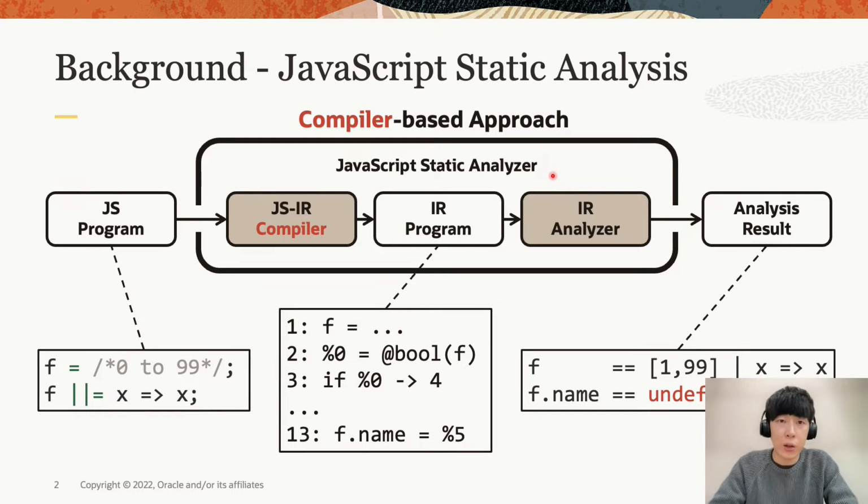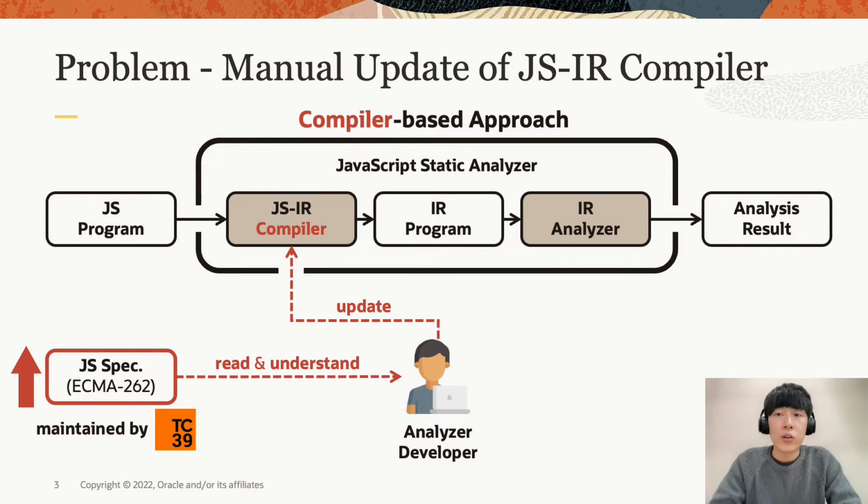Existing JavaScript static analyzers take a compiler-based approach with intermediate representations, shortly IRs. They first compile a JavaScript program into a specific IR program and then analyze it using a static analyzer for that IR. However, the critical problem of this approach is that it is a manual process, inefficient to handle specification updates.